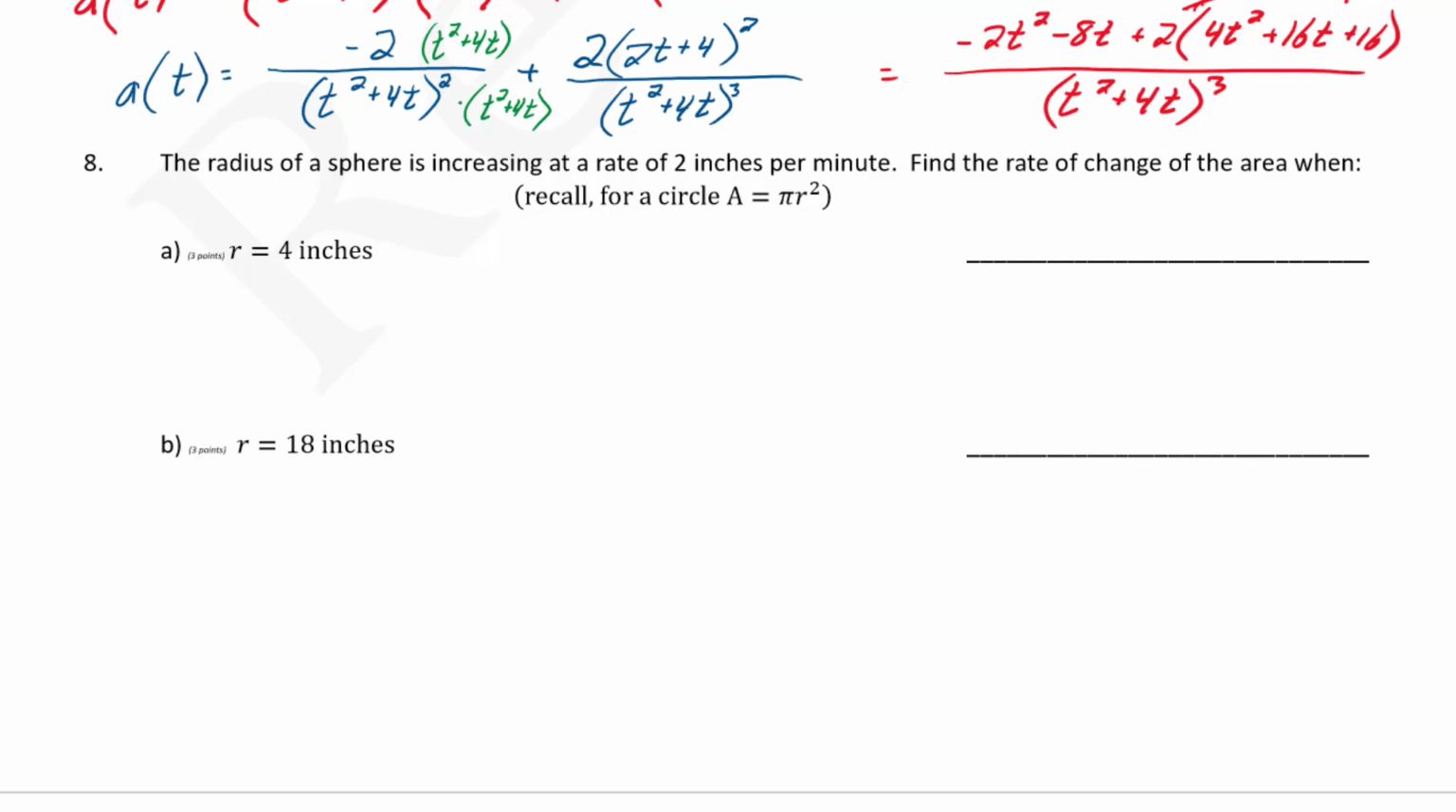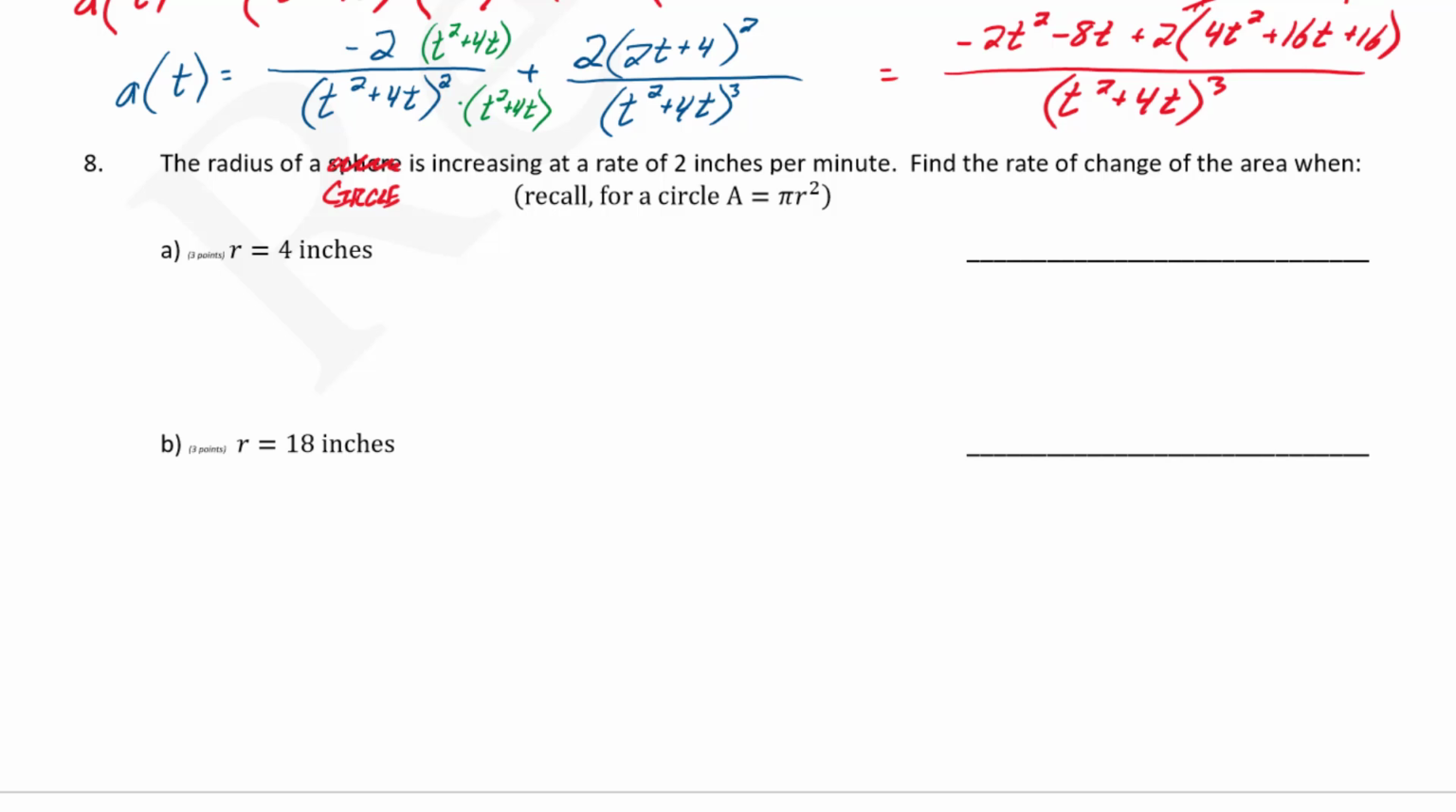All right, now finally to our last question, number 8. This one's a little bit more of a related rates, so one of the more recent or later lessons in the chapter. This one actually, I just noticed, has a typo. That's not supposed to say sphere, that's supposed to say circle. My apologies for that.